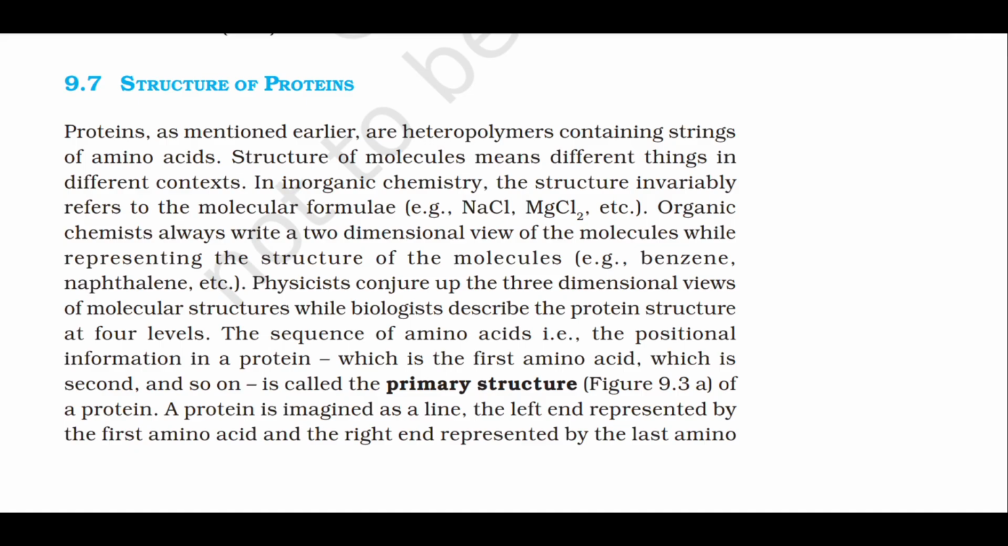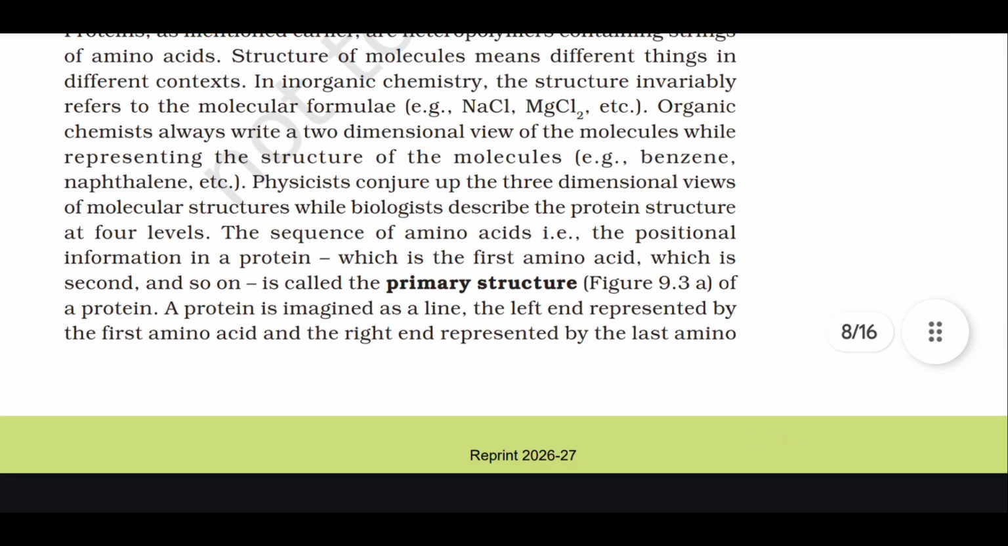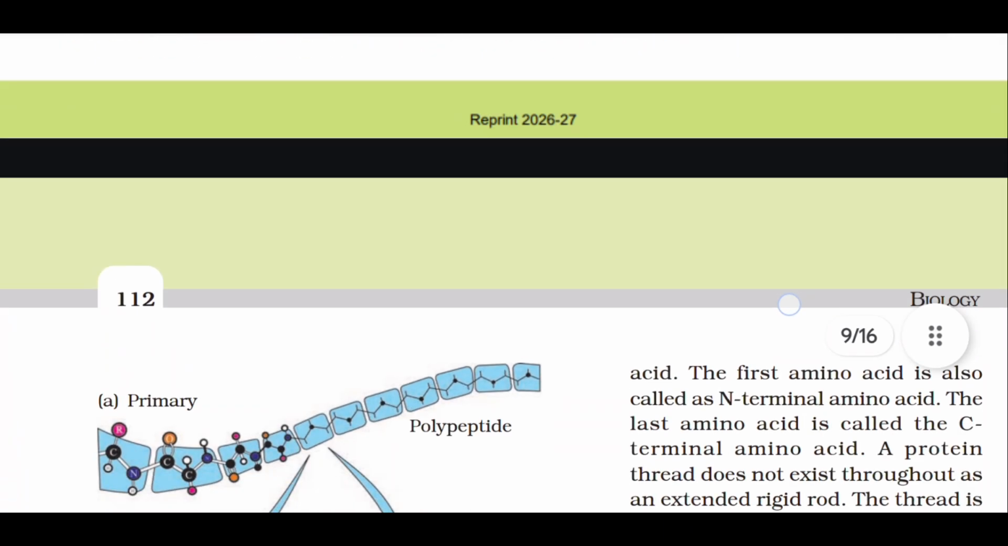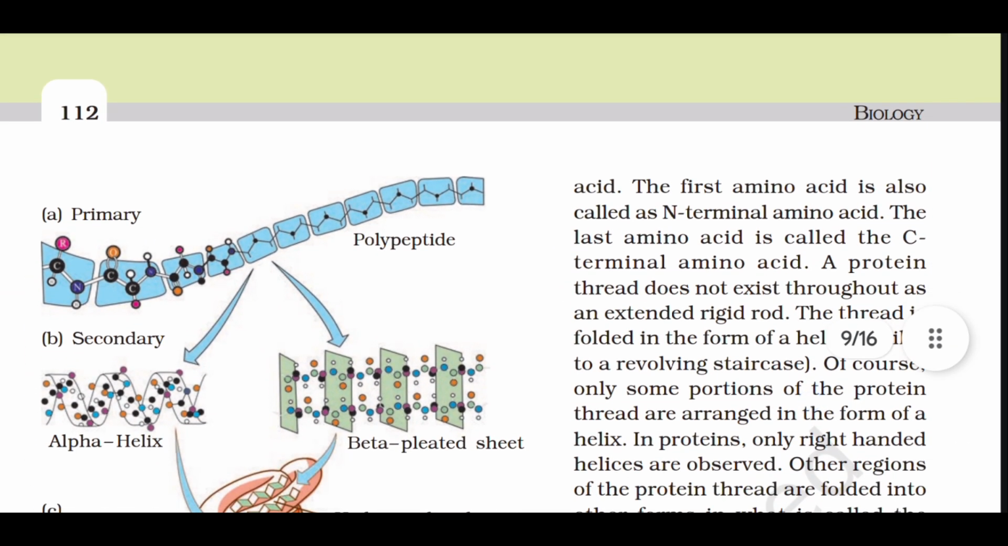The sequence of amino acids, that is, the positional information in a protein, which is the first amino acid, which is second, and so on, is called the primary structure of a protein. A protein is imagined as a line, the left end represented by the first amino acid and the right end represented by the last amino acid. The first amino acid is also called the N-terminal amino acid. The last amino acid is called the C-terminal amino acid.